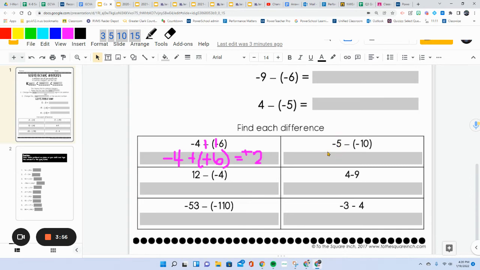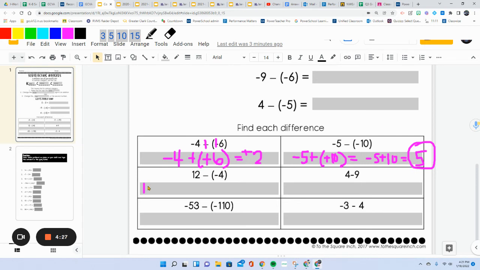Do the same thing here. Keep the negative 5, change to a positive, change to a positive, and you have negative 5 plus 10. Well, they're different signs, so I'm going to subtract. 10 minus 5 is 5, and I'm going to think which one is further from 0. Well, the 10 is furthest from 0, so this is positive 5.